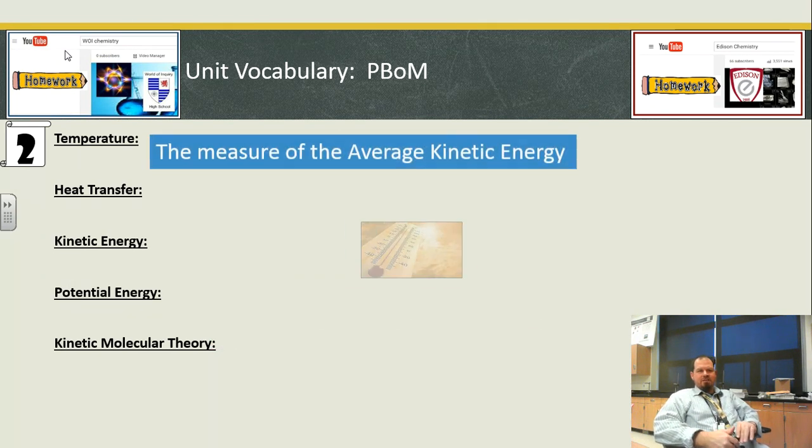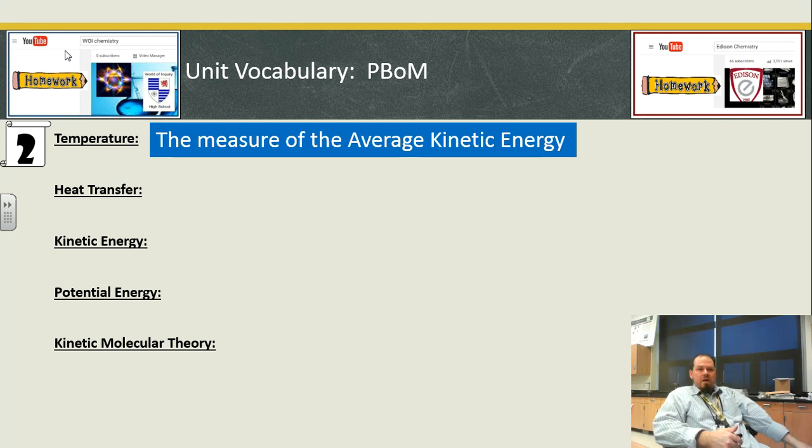Temperature, redefining something we think we already know. Temperature, by definition, is the measure of average kinetic energy. Okay. I don't see heat on this list. Heat is kinetic energy. Temperature is the measure of average kinetic energy. Okay, temperature is just the measure of heat.